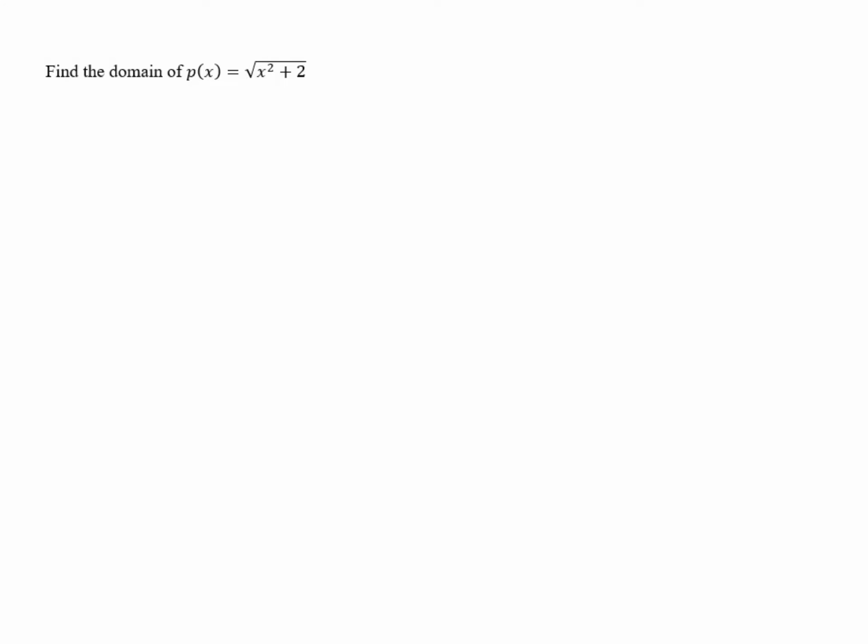Find the domain of p of x equals the square root of x squared plus 2. Now here we have a variable inside a square root, so we need for the radicand to be greater than or equal to 0. That means x squared plus 2 must be greater than or equal to 0.